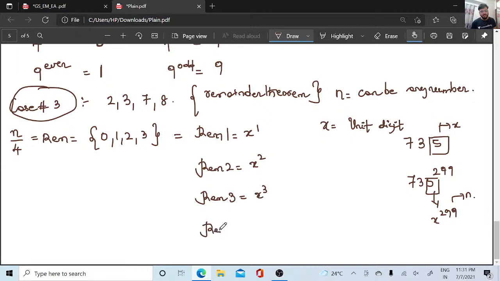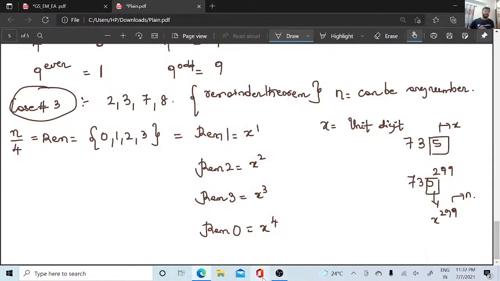If my remainder is 4, then this is going to be, can I get a remainder of 4, people? Never, right? So the last remainder is 0. If my remainder is 0, this is going to be x power 4.